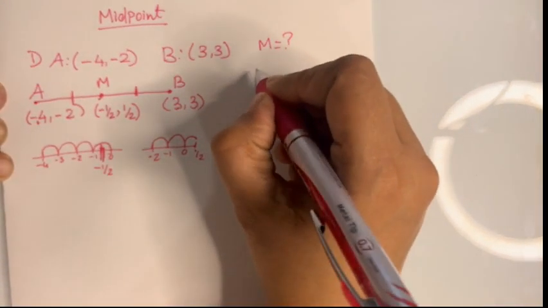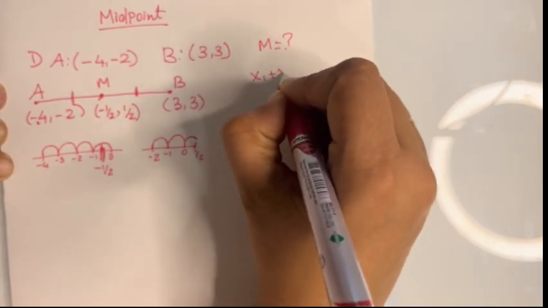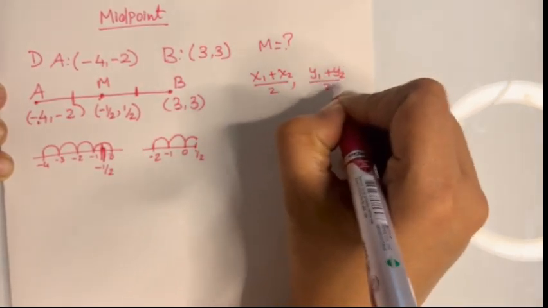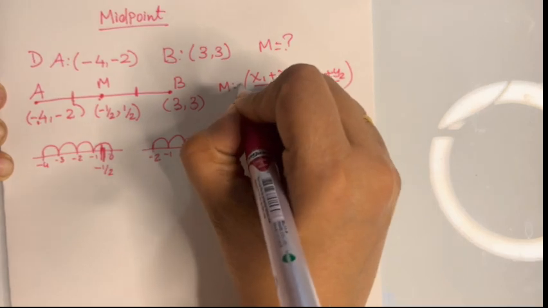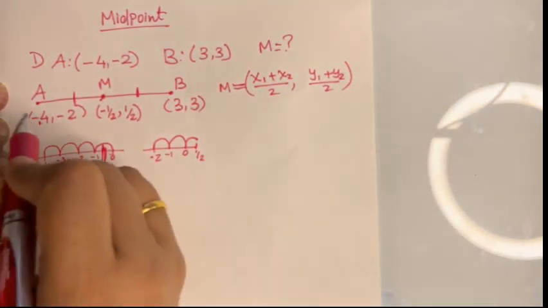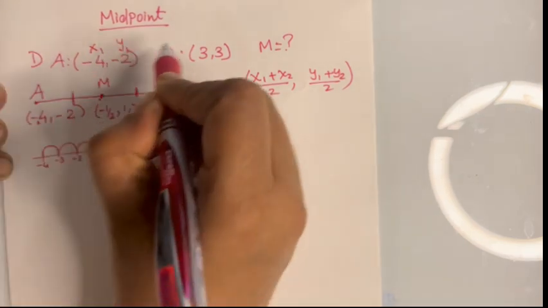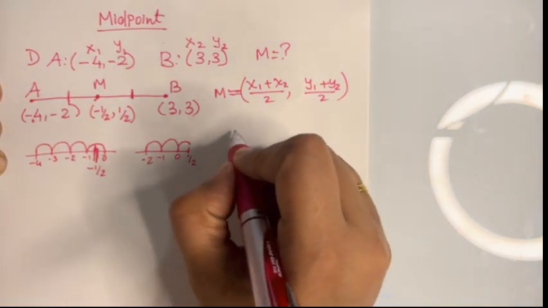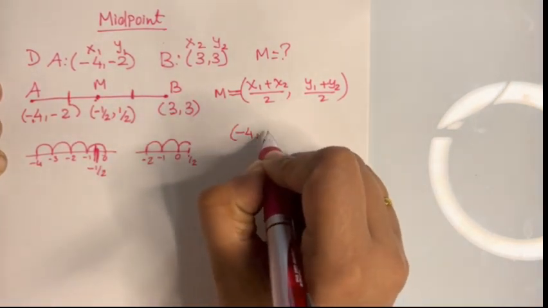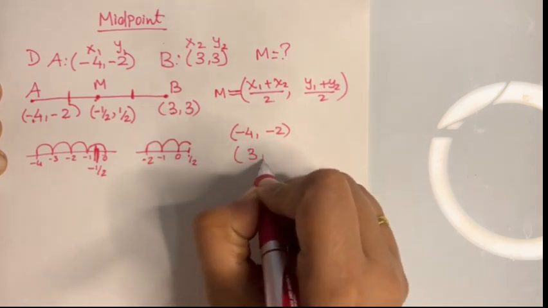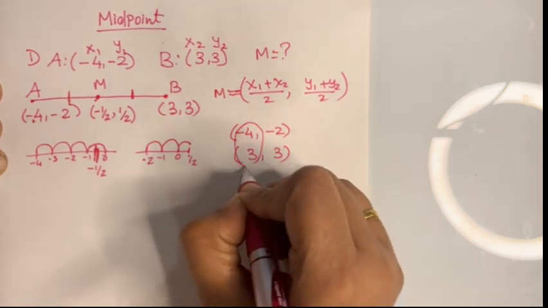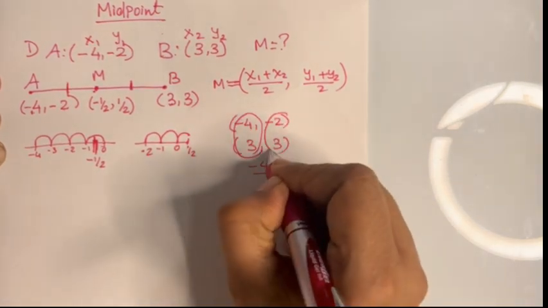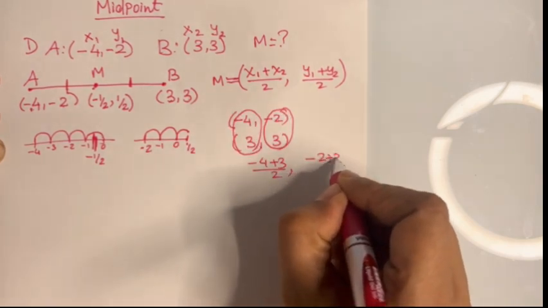The formula for the midpoint is x1 plus x2 divided by 2, y1 plus y2 divided by 2. That is the midpoint formula. This is our x1, this is our y1, x2, y2. Usually what I ask the students to do is write -4 comma -2 and stack them up. You take the average of the x values, which is -4 plus 3 divided by 2, and the average of the y values, which is -2 plus 3 over 2.